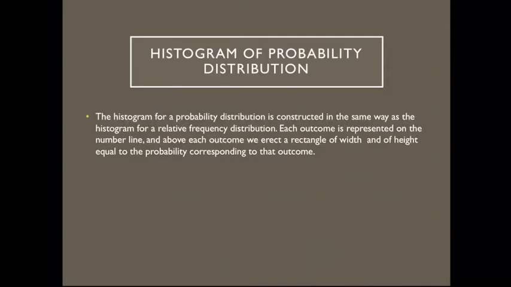The next thing I want you to know is that we can construct a histogram of a probability distribution. The histogram for a probability distribution is constructed the same way as a relative frequency distribution. Each outcome is represented on the number line, and above each outcome we erect a rectangle with width and height equal to the probability corresponding to that outcome. So let's go ahead and practice constructing a probability distribution.